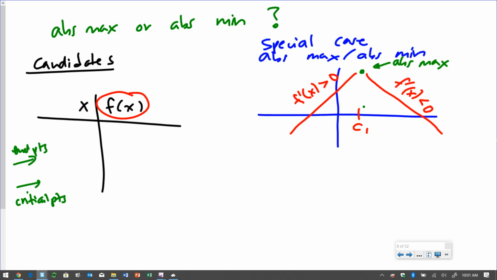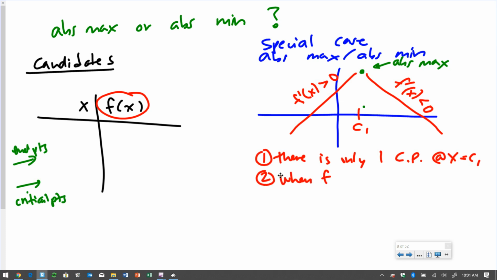So let me write that justification. The justification looks like this. There is only one critical point at x equals c1. And then you'd say when x is less than c1, then your derivative must be greater than 0.